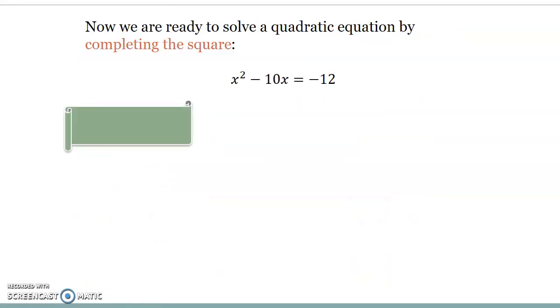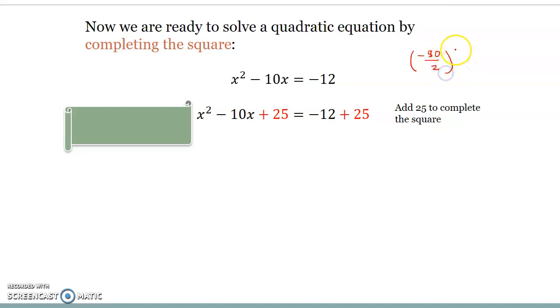Now we're going to solve by completing the square. I've gone ahead and set this up where I've got my x squared and my x term on the left. My constant is on the right. And I'm going to see what I need to do in order to make it a perfect square. So half of negative 10, squared. So I need to do negative 5 squared, which is 25. So I'm going to add 25 to both sides.